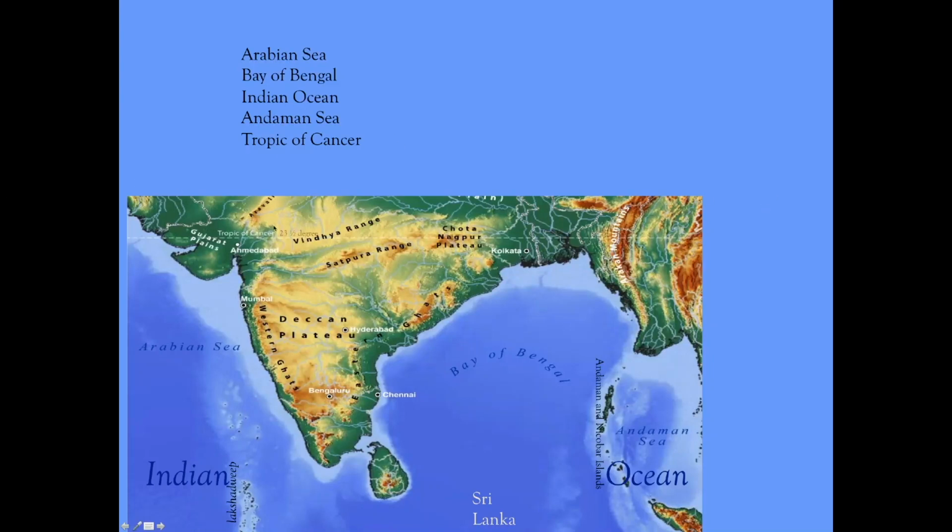In the same picture you can see the Tropic of Cancer, that is 23.5 degree latitude. It divides India into 2 almost equal half parts.